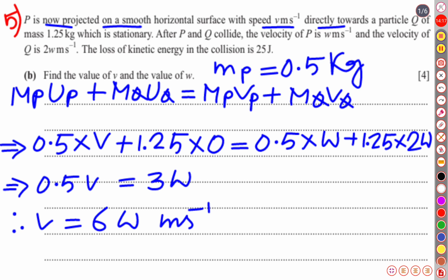I think meter per second is unnecessary to be written because it is already written with each of the speeds. Now for this we will have to apply the concept of the loss of kinetic energy. Though this doesn't belong to our mentioned topic, it is required to obtain our values of V and W. So let's write loss of kinetic energy.